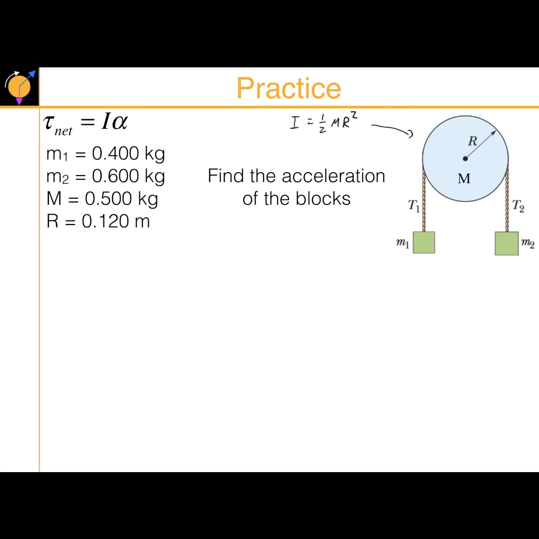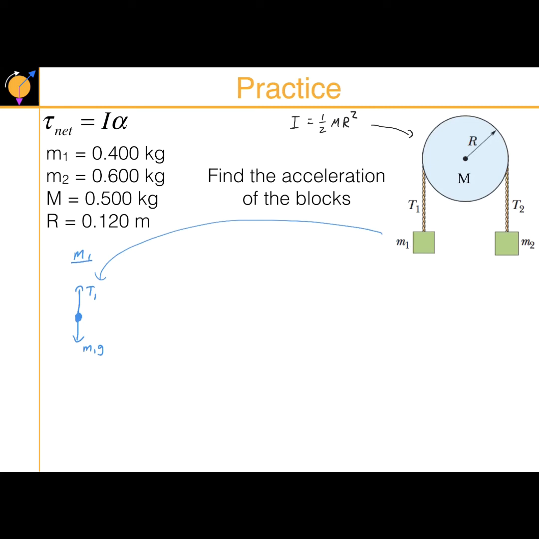So let's start by looking at a free body diagram for M1. If I look at M1 and draw a free body diagram, there will be some force of gravity downwards, M1G, and there will be some tension upwards. Let's call it T1. I drew T1 slightly longer than mg because I know the block is going to accelerate upwards.